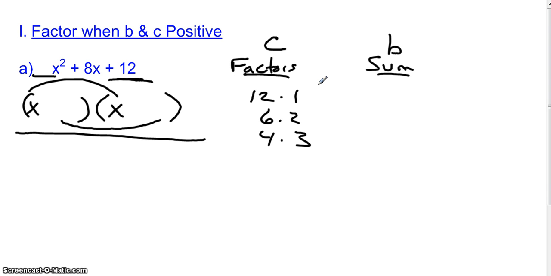So when we're going to select the combination of factors that gives us the outside and inside sum of 8, the middle term. Okay? So which of these factors gives us the sum of 8? You see it? 6 plus 2 equals 8. So these are the factors we want to use.